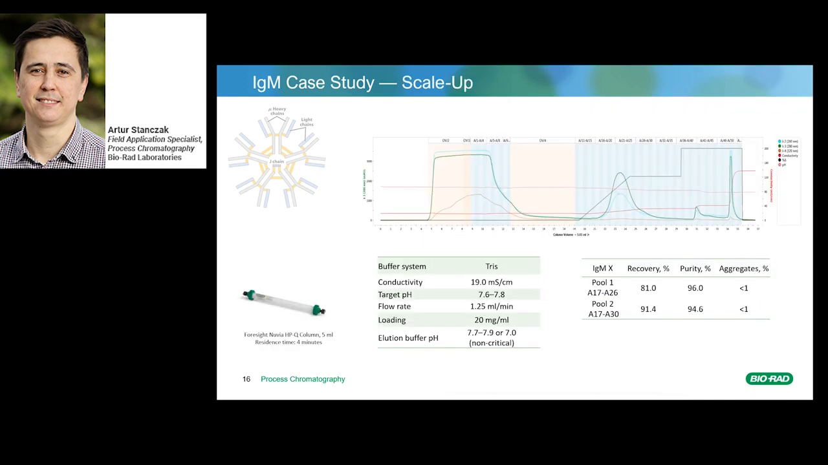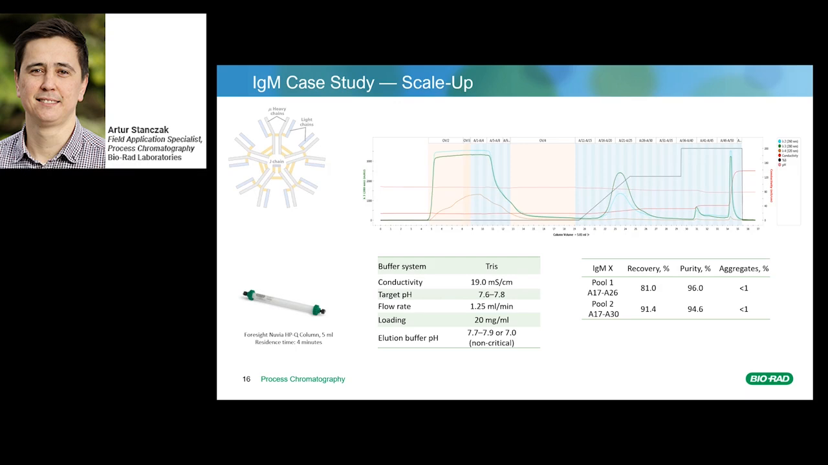As a next step, the process was scaled up to a 5 mm pre-packed column. The optimal conductivity from previous runs appeared to be around 19 millisiemens per centimeter. Only 20 mg IgM per milliliter of resin was loaded due to a shortage of this material. However, runs on 1 milliliter columns show no breakthrough with loading up to 30 mg IgM per milliliter of resin. Please note that factors such as binding conditions, flow rate, and resin bed height might have an impact on the binding capacity.